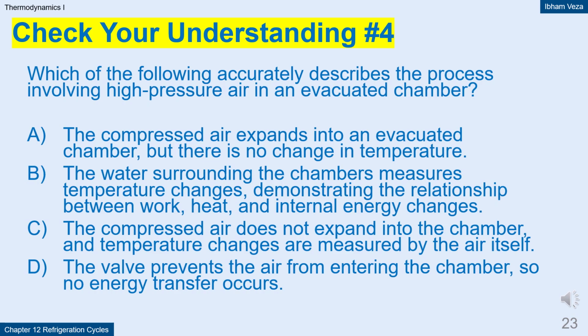Answer B. The water surrounding the chambers measures temperature changes, demonstrating the relationship between work, heat, and internal energy changes. Explanation. A. The compressed air expands into an evacuated chamber, but there is no change in temperature. This is incorrect because the temperature changes due to the expansion of air are measured by the surrounding water. B. The water surrounding the chambers measures temperature changes, demonstrating the relationship between work, heat, and internal energy changes. This is the correct answer.